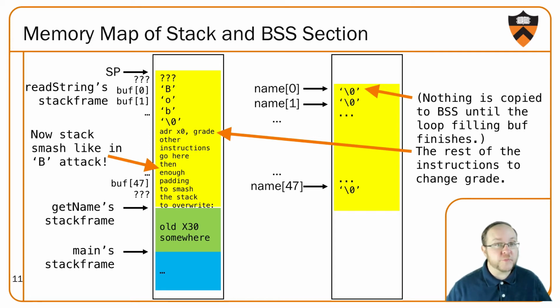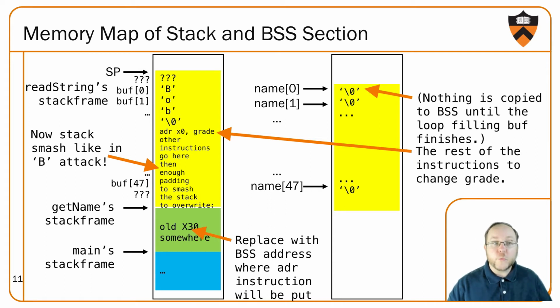Now we redo the steps from the B attack. We fill out the rest of the buff array with arbitrary data until we write off the end of buff, and then eventually out of readString stack frame entirely. And then eventually overwrite the stored x30 value in getName stack frame, where we will overwrite it not only with an address in the text section, but instead with the address where the first of our injected instructions will be stored. They're not there yet, but they will be copied over into the BSS section, and we know where they'll be, so we can know that address a priori.